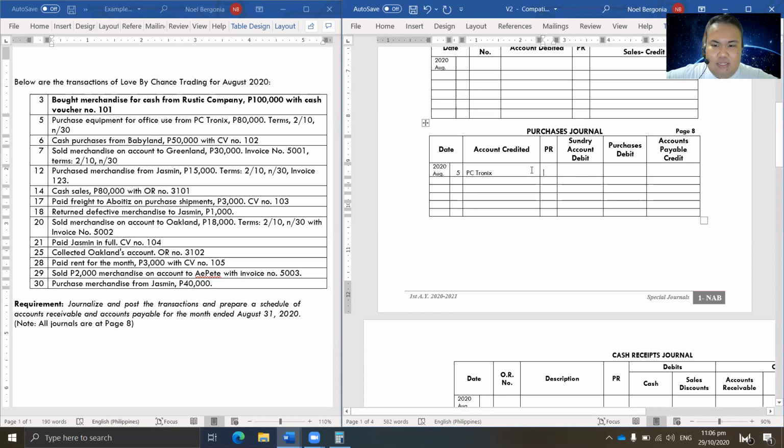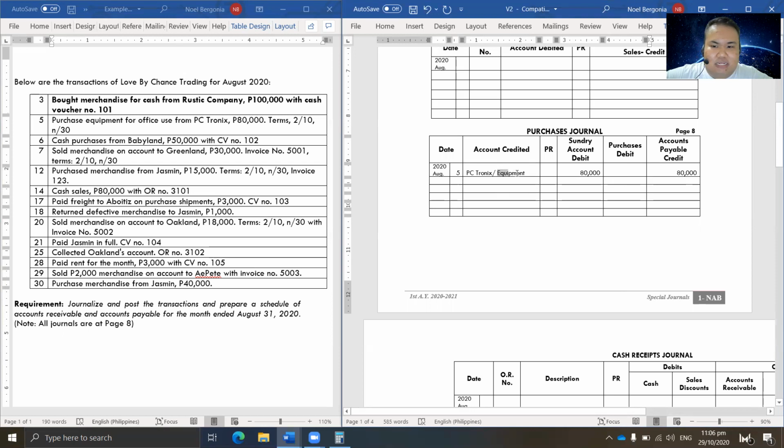Since eventually it's PCtronics, lagyan din natin ng dash equipment. Sir, bakit kailangan lagyan ng dash equipment? Because guys, remember, we cannot find the title here in the column. So we will be using the sundry account. So that would be 80,000. And then we credit accounts payable 80,000. Okay, so nakuha po natin.